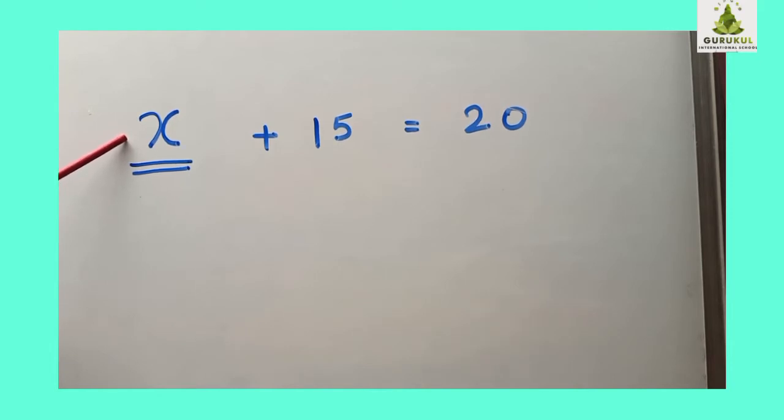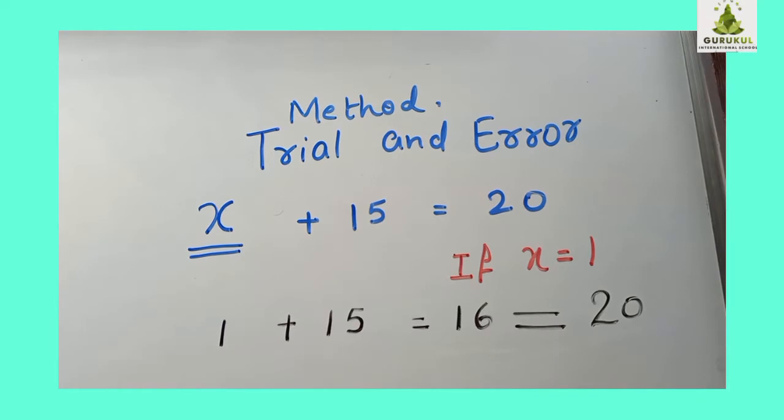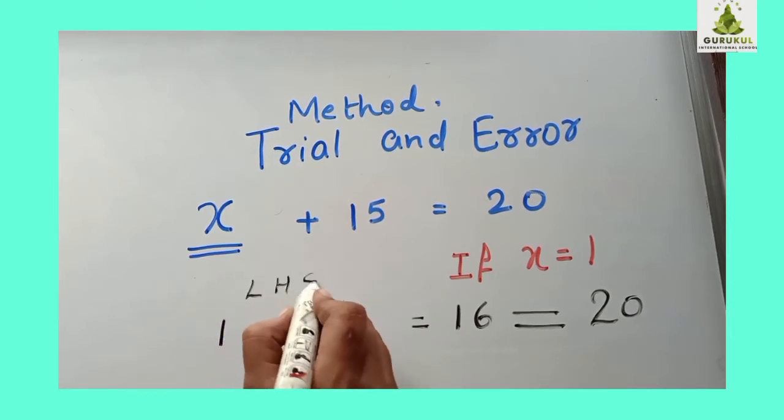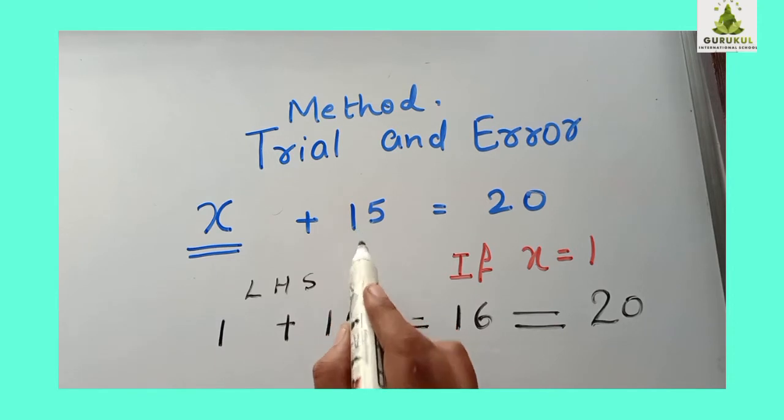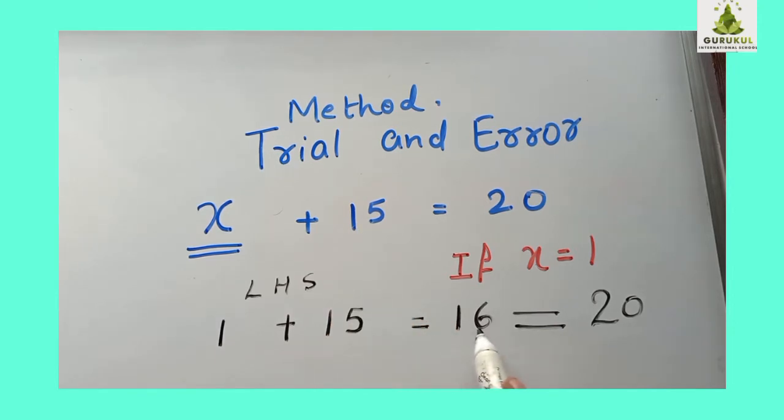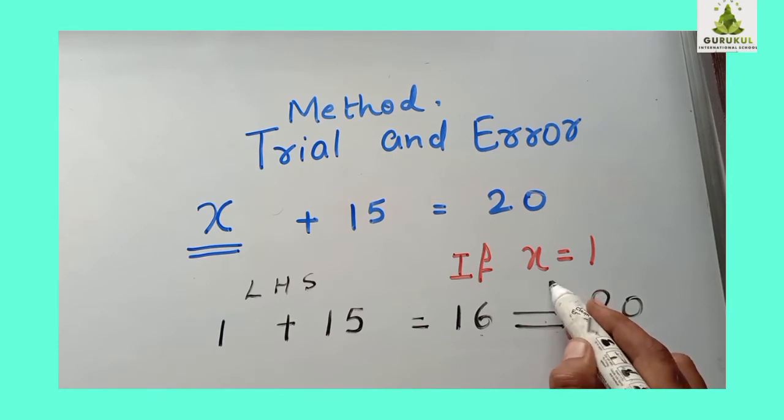Now what is the trial and error method? I will explain. In this method we take different values for the variable x. Now I have taken x equals 1. If x is equal to 1, take the left hand side of the equation. It should be equal to 20 if it is the correct value. So in the place of x I took 1, plus 15. What did I get? 1 plus 15 is equal to 16. Is it equal to 20? No.